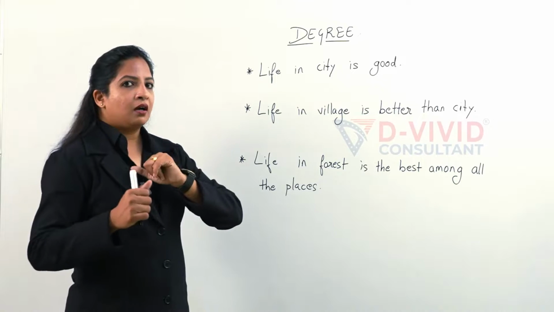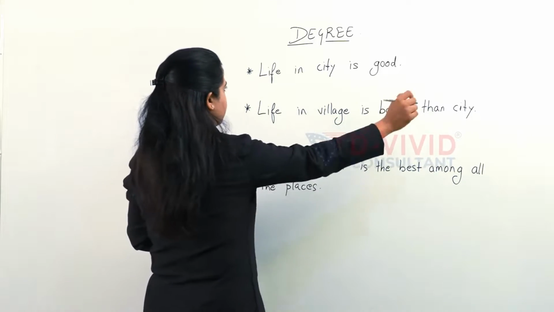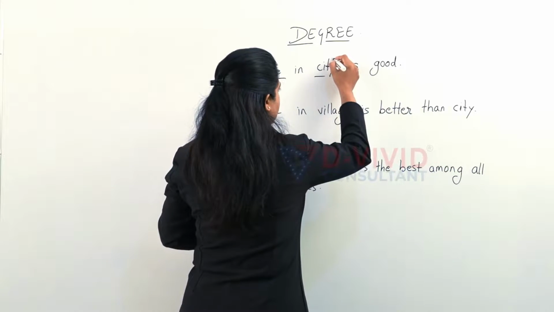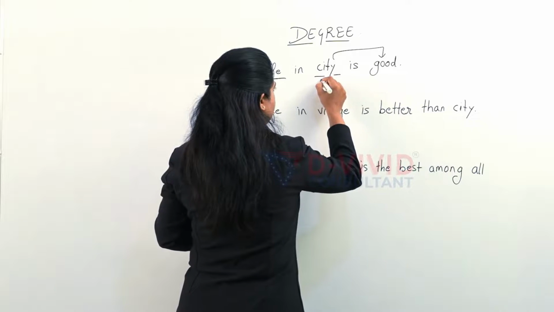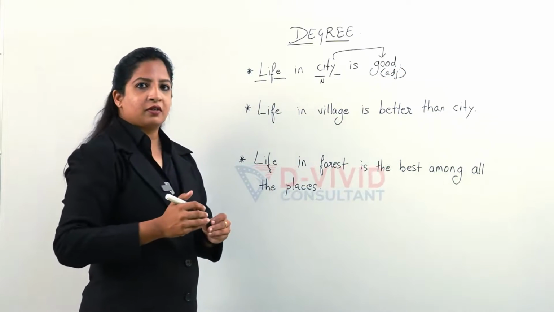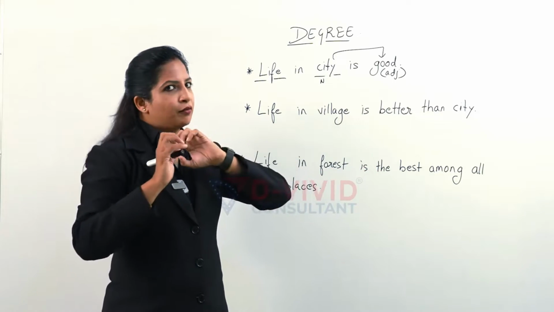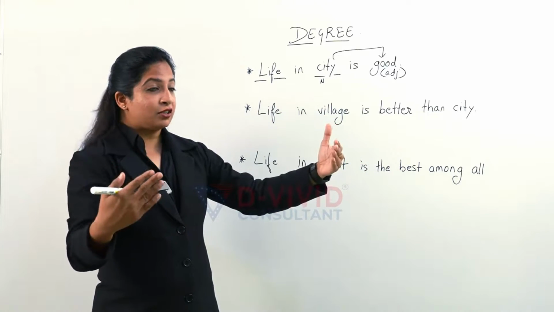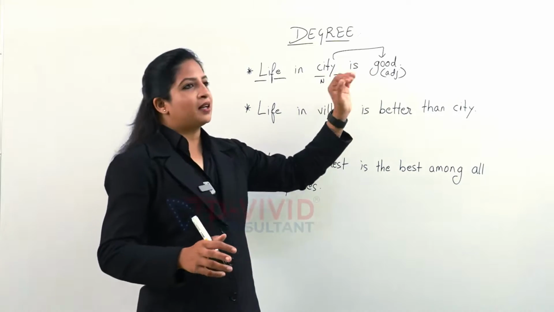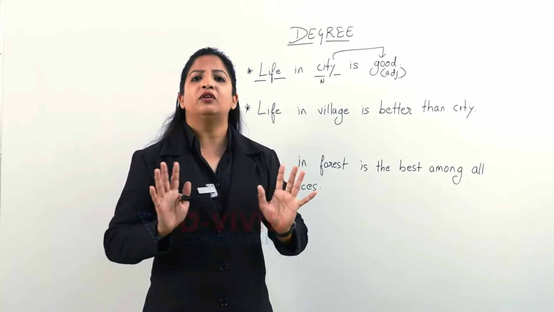Here, let me spot nouns for you. I have life, I have city, is a noun. This is an adjective. What have I done? I have written it very simply. I have just talked about a noun, city, and provided a quality. How is the life in city? It's good. That's it.